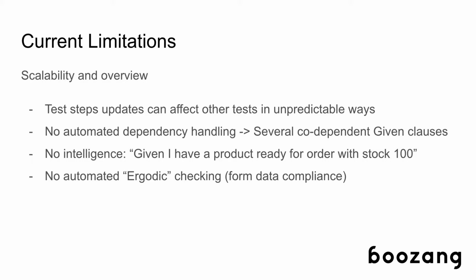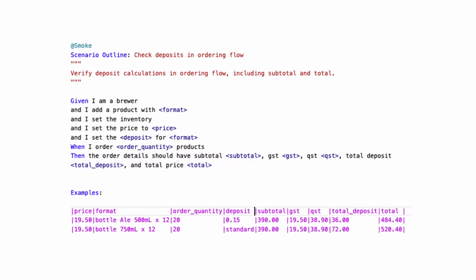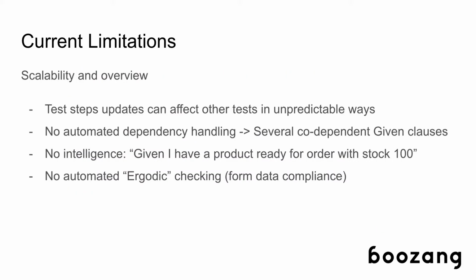And then of course no intelligence, right? What I want to say here is maybe not given, you see 1, 2, 3, 4, 5 given steps, right? Ideally, I want to say, given I have a product with format and deposit ready to order, whatever, that's one line. And then it would automatically unravel all the dependencies and bring my data to that point in time, right? So if it could automatically unravel everything, I wouldn't have to hard code all these steps that depend on each other.